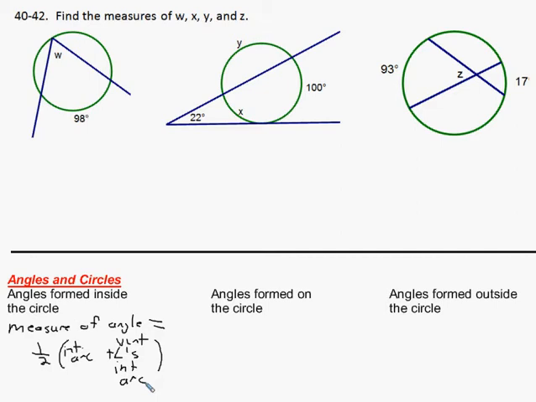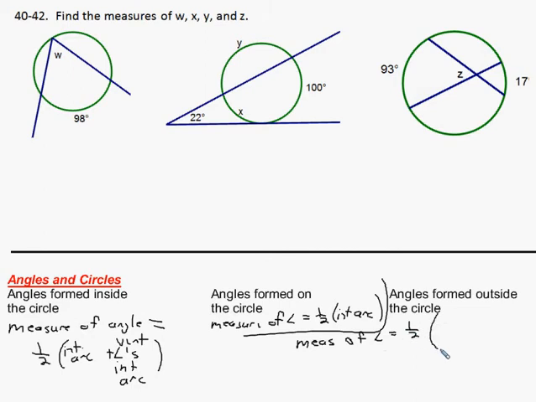If the angle's formed on the circle, we know the measure of the angle is simply equal to half of the intercepted arc. So that's if the angle is right there on the circle. And then the last one, angles formed outside the circle. We know the measure of an angle is 1/2 the difference. In this case, this angle will intercept 2 arcs, and you're just going to do the bigger arc minus the smaller arc.